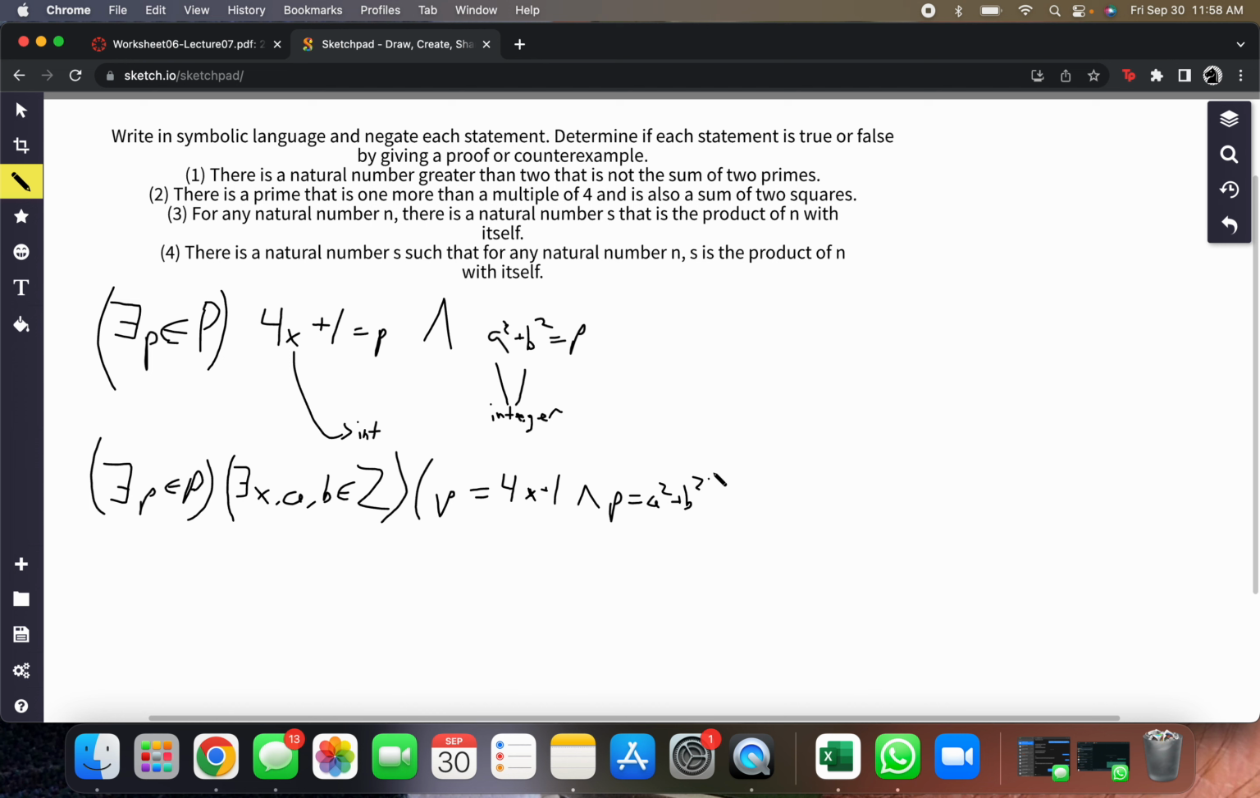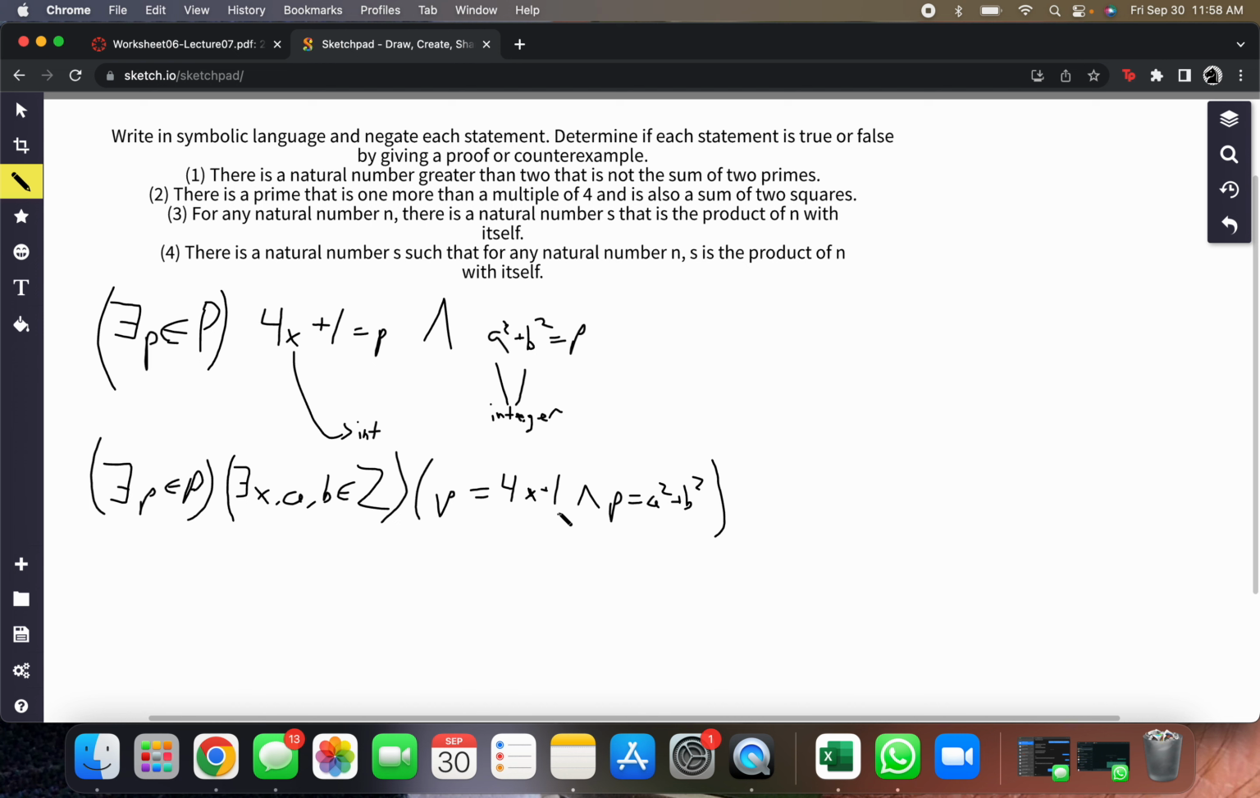And before I negate it, let's just talk for a sec, and we'll actually prove this with an example. Again, we have an exists statement, so we could prove it with an example. There is a prime number that satisfies both of these equations. So it's got to be prime. It's got to be one more than a multiple of 4.